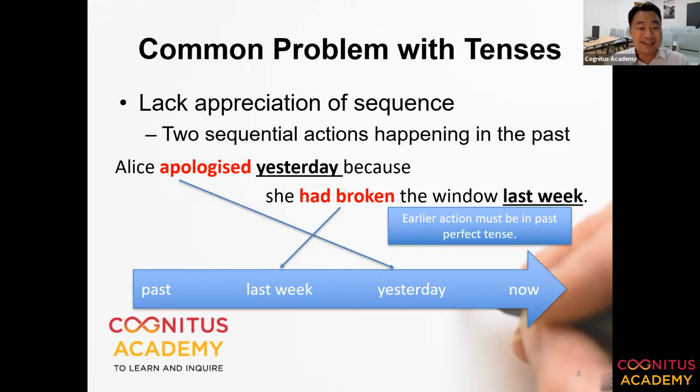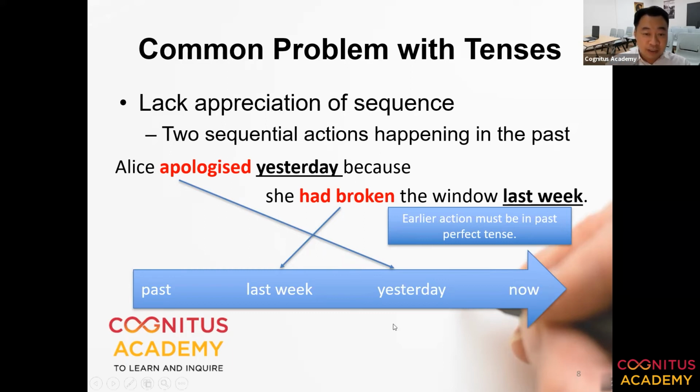Now notice the example Alice. Alice apologized yesterday because she had broken the window last week. Now, though the students are familiar with the use of simple past tense, they may not notice that when there are two sequential actions, the earlier past action needs to be in perfect tense. So we need to appreciate the sequence.